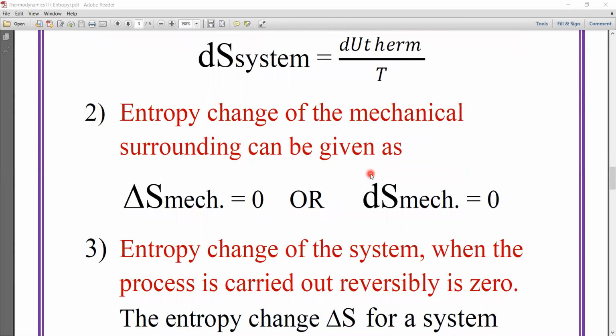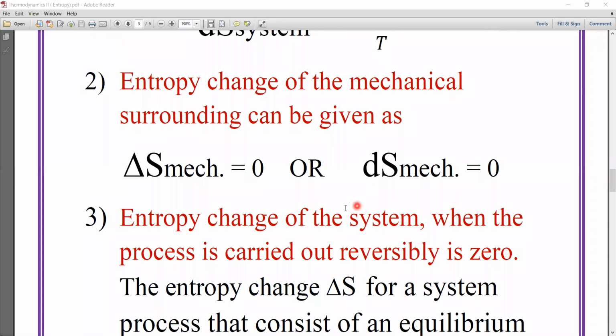Now second, entropy change of the mechanical surrounding. Mechanical surrounding में entropy change की value क्या होती है? So very simple, entropy delta S of mech. Mech means mechanical surrounding. So delta S of mech is equal to 0. यानी entropy change in mechanical surrounding is always 0.